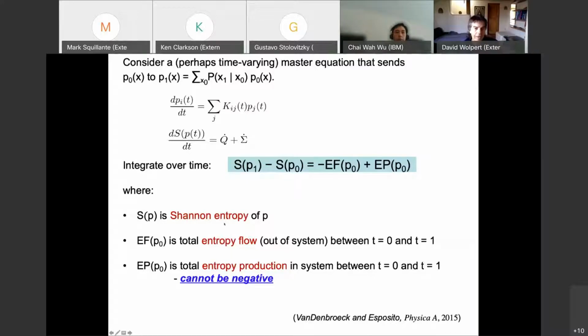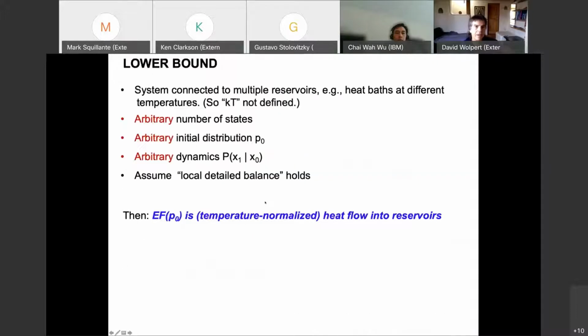Anyway, going back here, let's see what the consequences of this particular decomposition of the change in Shannon entropy are. Well, that was all math. Now let's connect it up to physics. So let's say you've got a physical system that's connected to multiple reservoirs. For example, heat baths at different temperatures, like a heat engine. Note that because there are different heat baths, you can't even talk about kT. There are multiple T's, so there is no single kT. Let's allow an arbitrary number of states, an arbitrary initial distribution, an arbitrary dynamics.